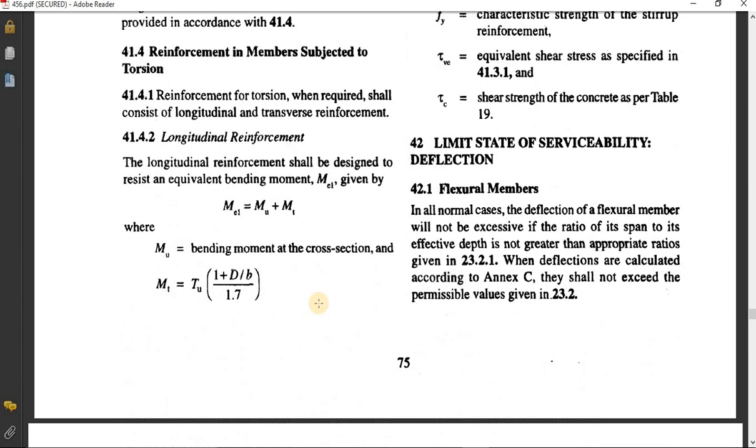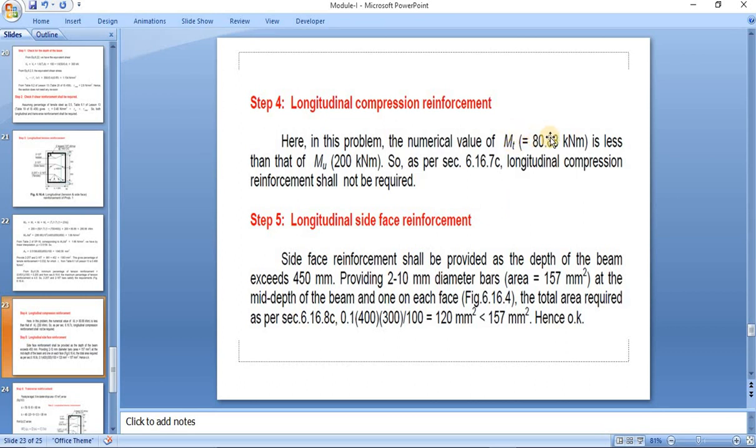You can see over here. By using this particular formula, we have already calculated mt previously. So mt is equal to 80.88, which is much less than mu. So as per the clause, longitudinal compression reinforcement shall not be required because mt is much less than mu.